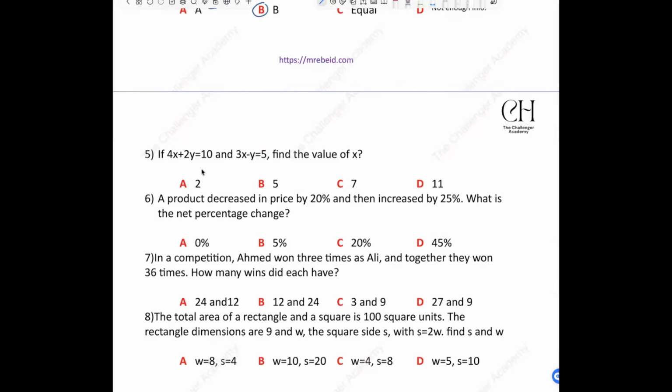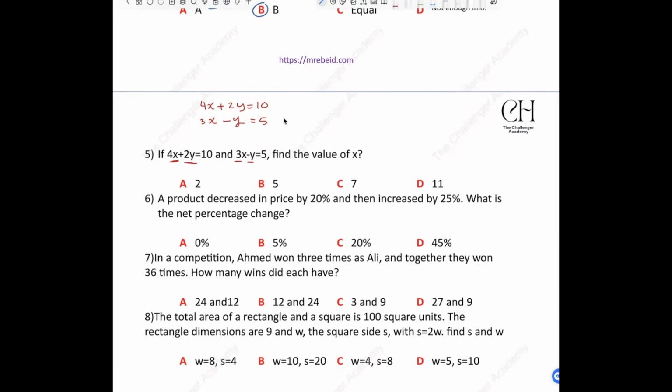If 4x plus 2y equals 10 and 3x minus y equals 5, find the value of x. Now in this question, we have 4x and 3x, 2y and negative y. So we have two equations. We can solve both equations using a system of equations. So 4x plus 2y equals 10 and 3x minus y equals 5. We want to find the value of x. It means we want to eliminate y.